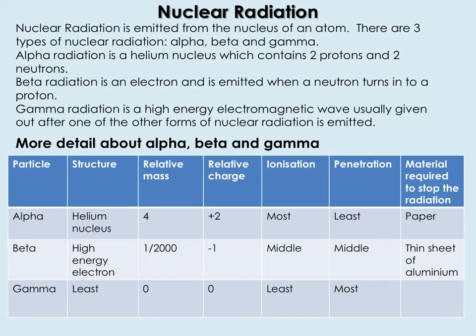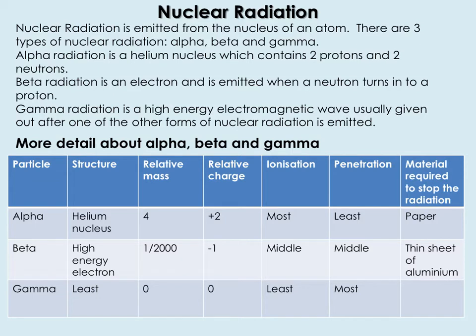We're now going to look at nuclear radiation. Nuclear radiation is emitted from the nucleus of an atom. There are 3 types of nuclear radiation, and those are alpha, beta and gamma. Alpha radiation is a helium nucleus which contains 2 protons and 2 neutrons. Beta radiation is an electron and is emitted when a neutron turns into a proton.